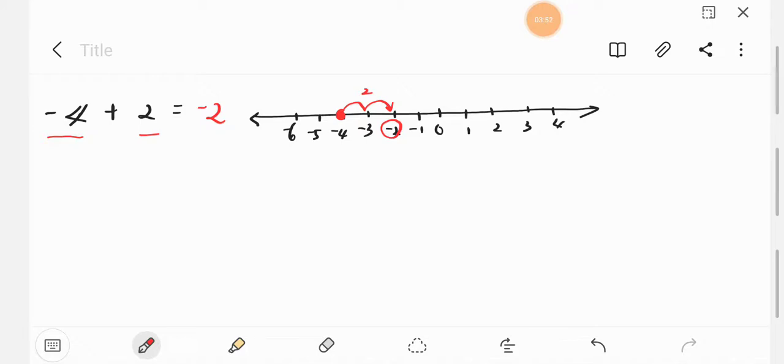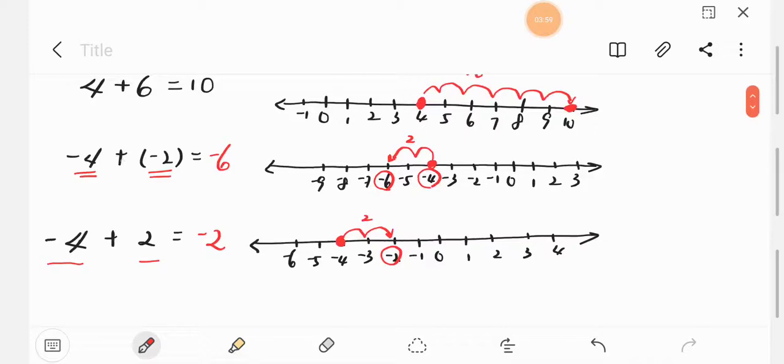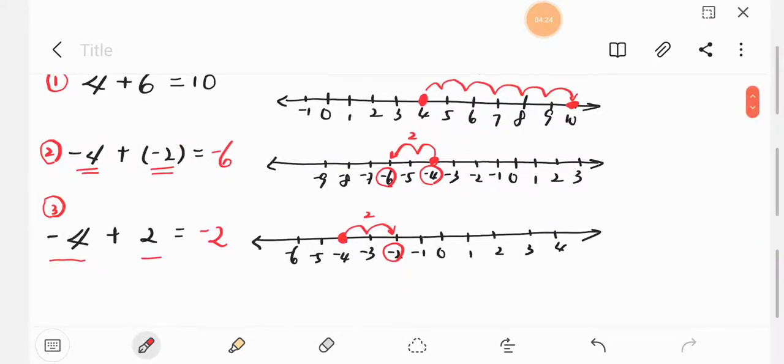Can you see what happens? Here you are adding two numbers with different signs, and in the earlier examples you are adding two numbers with the same sign: in one case two positives, in the other two negatives. And in this example, one is positive and one is negative. Let's try another one.